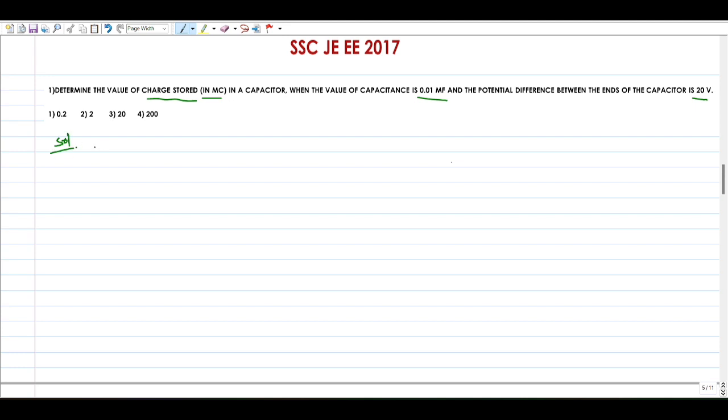Now we will write the given parameters in the question. First, they have given the value of capacitance as 0.01 millifarad, so C is equal to 0.01 millifarad. Next, the potential difference between the ends of the capacitor is 20 volt, so the voltage is equal to 20 volt. Now we need to find the value of charge that is stored in this capacitor, in millicoulomb.